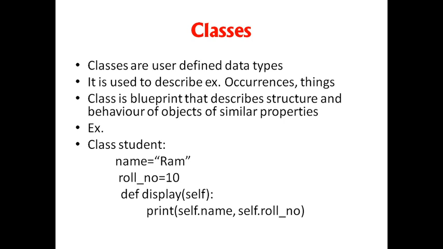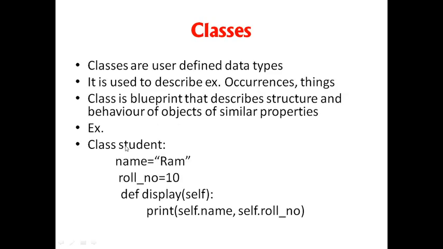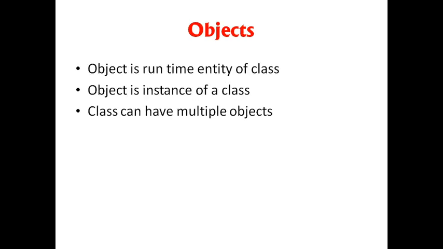Objects with similar properties and methods are grouped together to form a class. That means suppose class is student, then a collection of 60 students, and all the students have similar properties. Next feature is object. Object is a runtime entity of the class, or we can say object is an instance of the class. One class can have multiple objects. Suppose class is student, then class student can have multiple objects like student 1, student 2, student 3, student 100, student 1000.